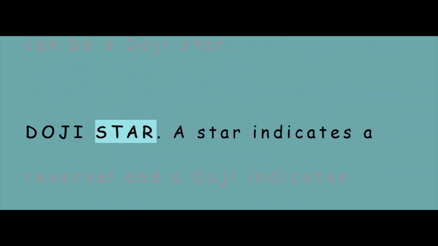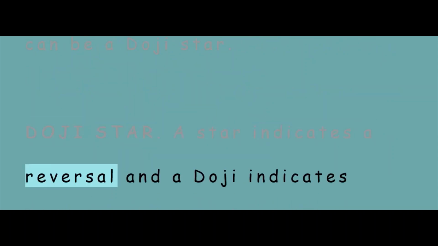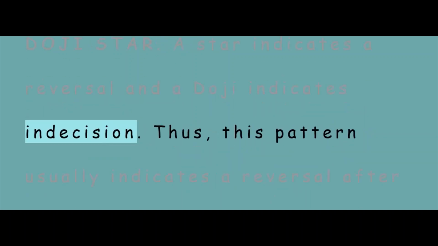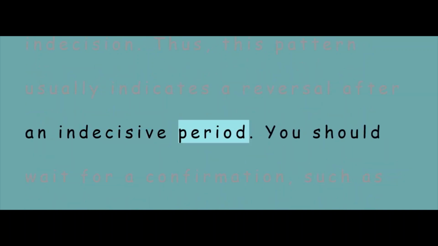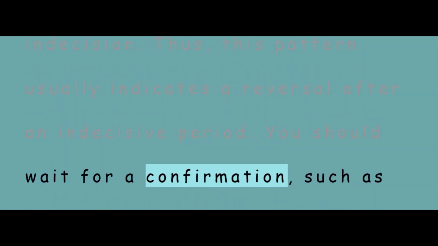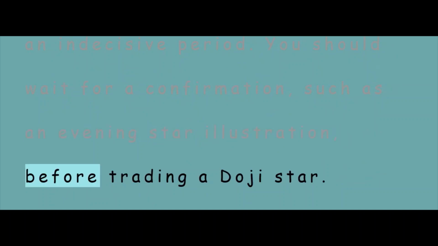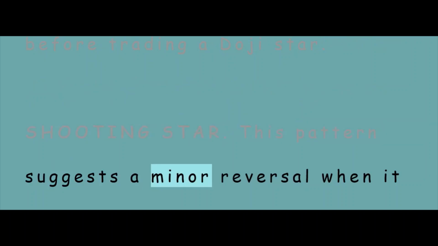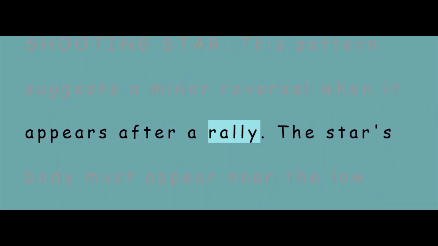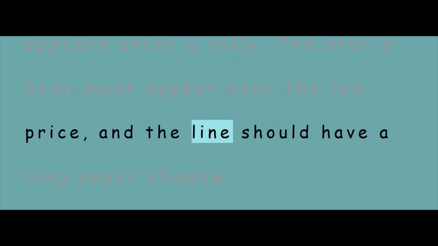Doji star. A star indicates a reversal and a doji indicates indecision. Thus, this pattern usually indicates a reversal after an indecisive period. You should wait for a confirmation, such as an evening star, before trading a doji star. Shooting star. This pattern suggests a minor reversal when it appears after a rally. The star's body must appear near the low price, and the line should have a long upper shadow.